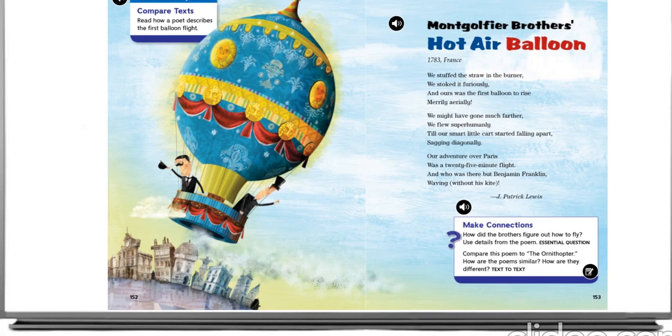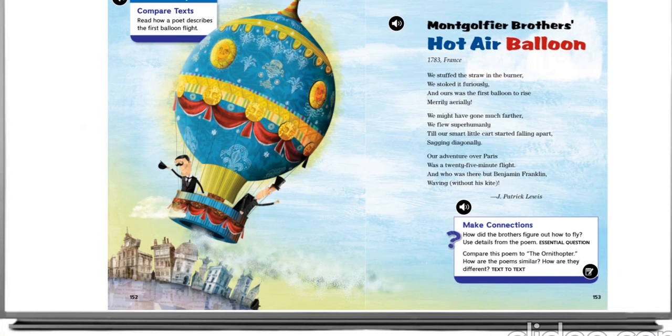This is still poetry. Compare text. Read how a poet describes the first balloon flight. Have you ever thought about how those balloons work? I have. Okay, so this is 1783, France.